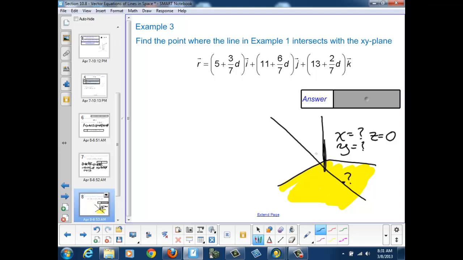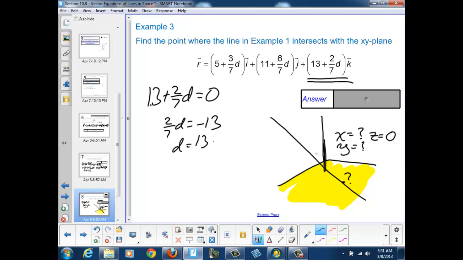So I'm going to take that information and use it in my equation. If z equals 0, then this component right here has to be equal to 0 for that point. So that tells me that 13 plus 2/7 d has to be equal to 0. So 2/7 d equals negative 13, and d equals 13 times 7/2, which is equal to 91/2, which is also 45.5.